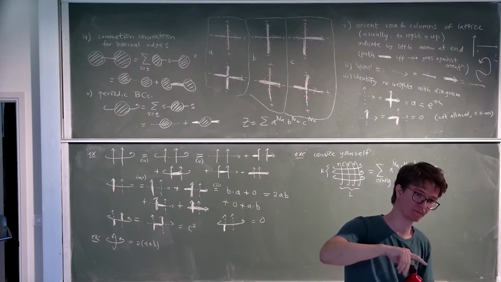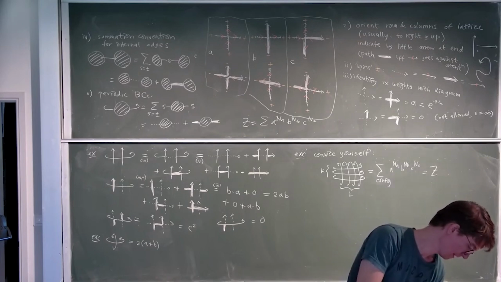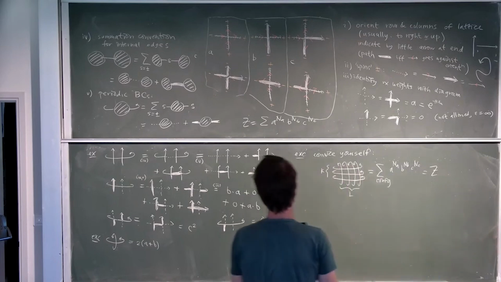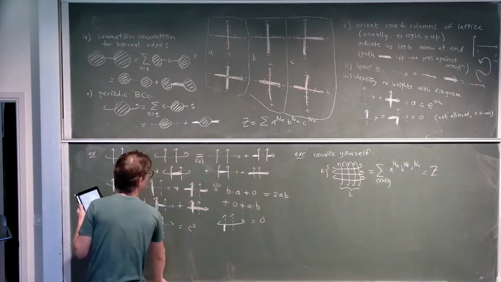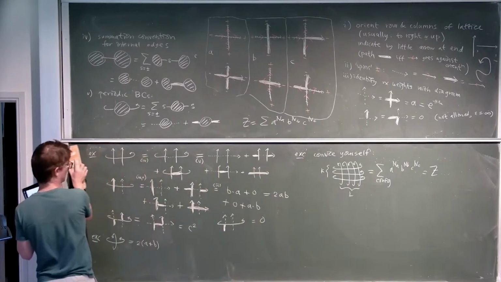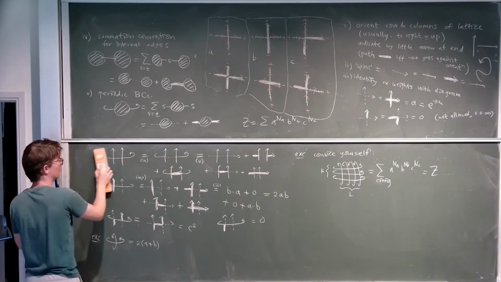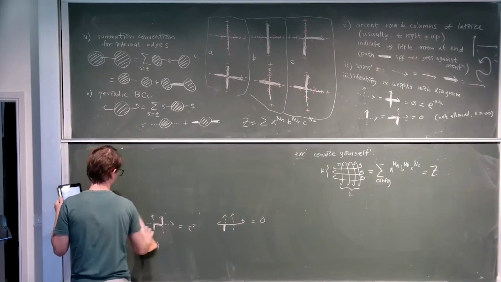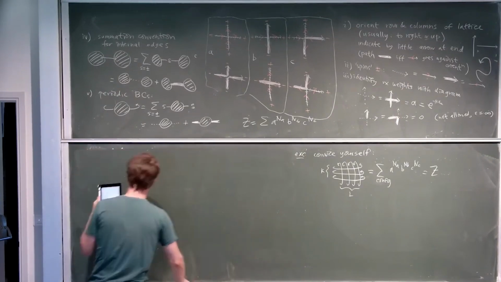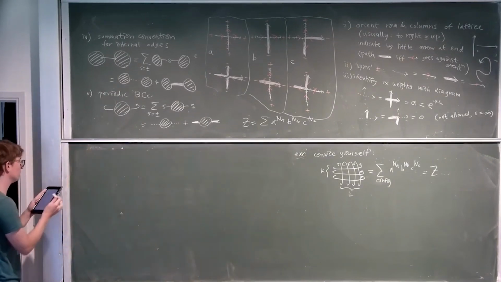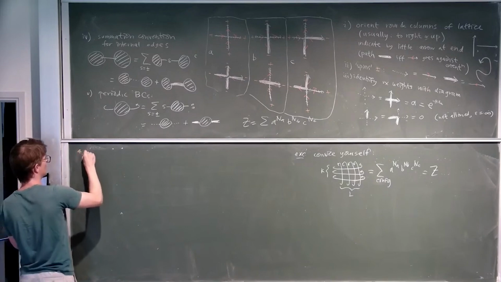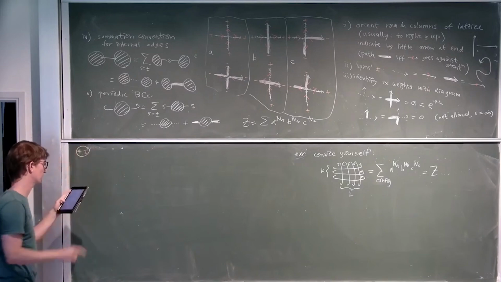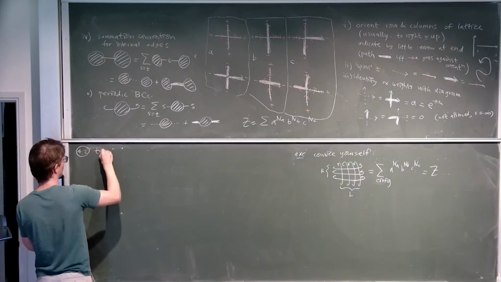Any other questions? Are we all happy? All right. Then let's keep that example, and let me erase this. Okay, so this was the end of section 4.1 that I started last time. So now we go to section 4.2, which is the transfer matrix.